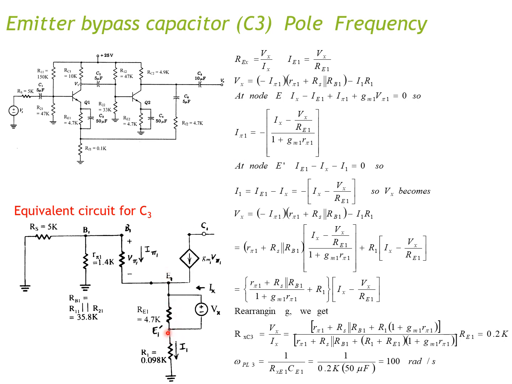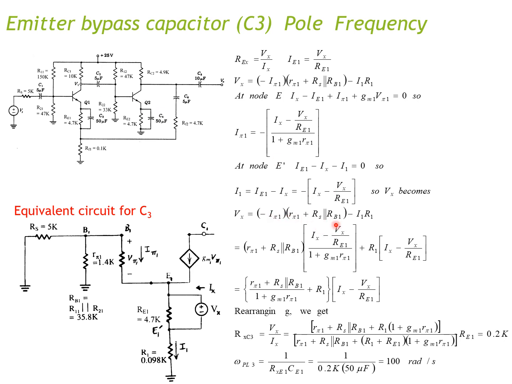So at node E prime in here, I have IE1 coming in minus IX coming out minus I1 equals 0. So if I rearrange this, I can have I1 equal to IE1 minus IX. That's gonna be equal to IX minus Vx over RE1. So Vx can become Vx equal to minus Iπ1 multiplied by Rπ1 plus RS parallel RB1, minus I1 R1.